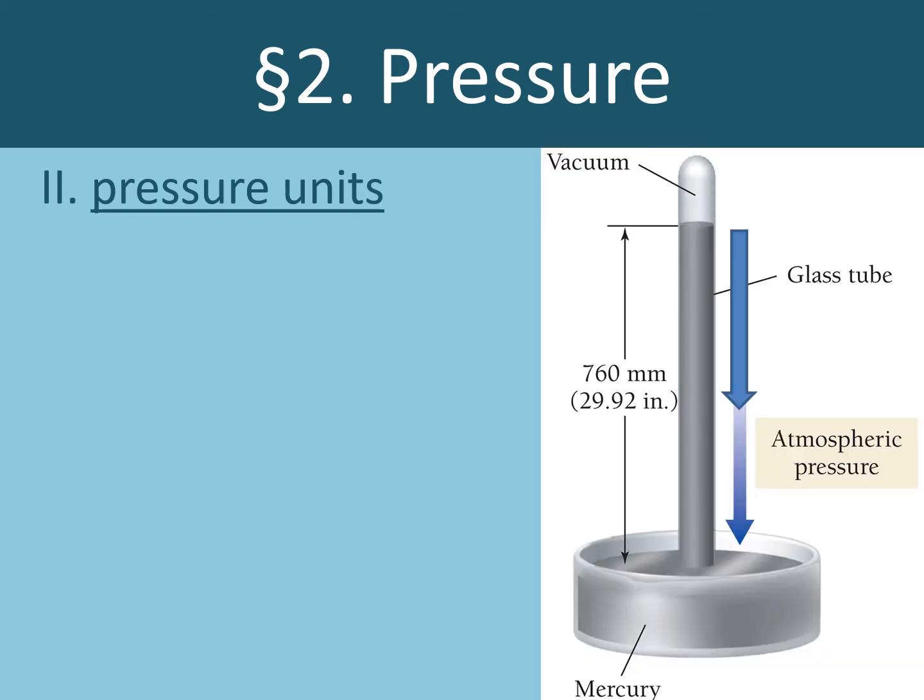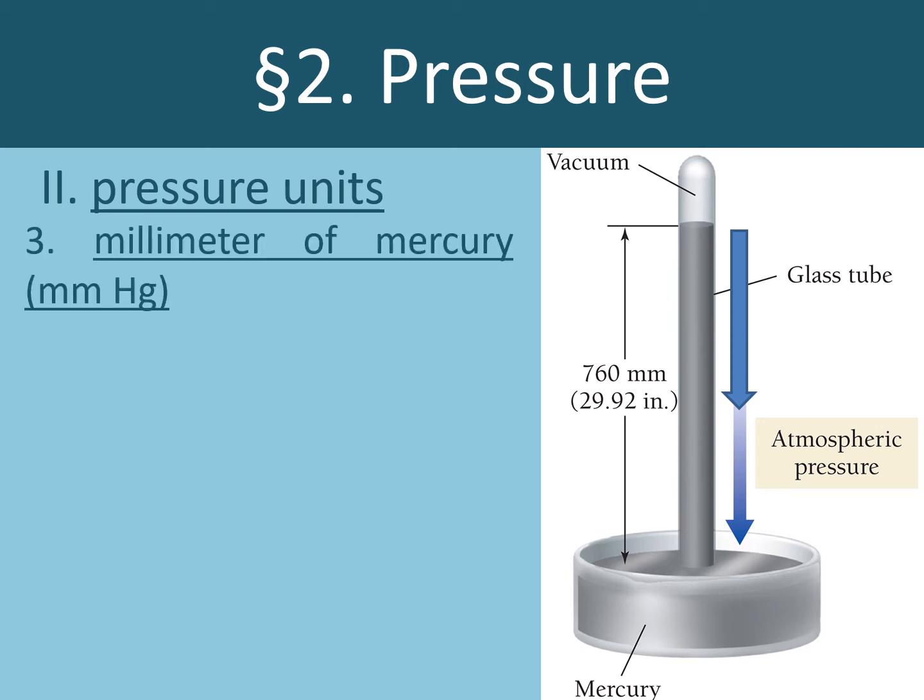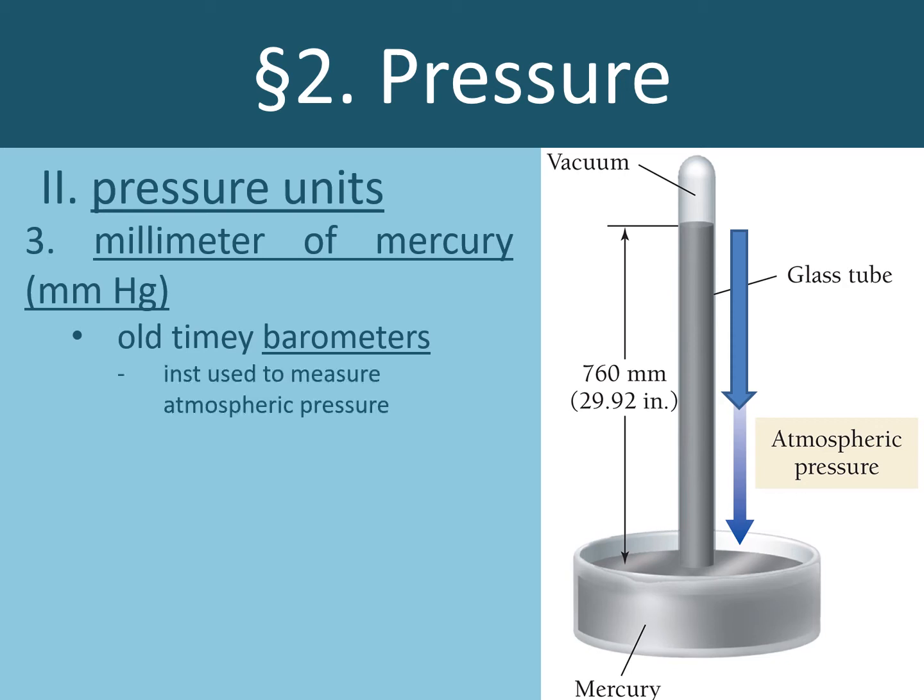Another unit of measure of pressure is the millimeter of mercury. Hg is the chemical symbol for mercury. The term comes from an old style of barometer. A barometer is an instrument used to measure atmospheric pressure. Because of the health dangers of mercury, these barometers are rarely used today.